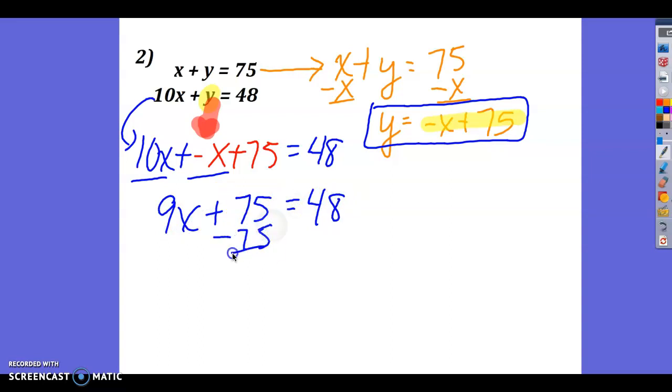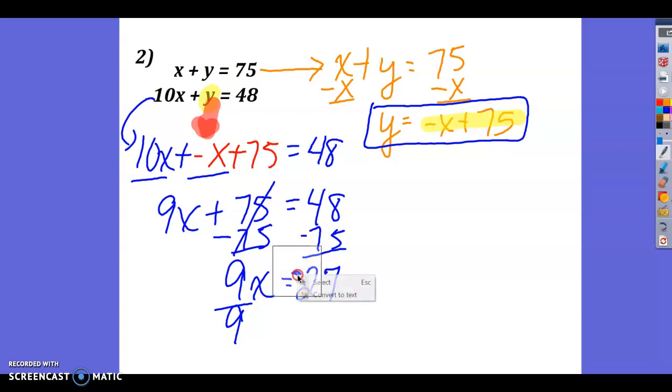Then I subtract 75 from both sides. These cancel. And I get 9x equals 27. My final step is to divide by 9. I'm sorry, this should be negative 27. And I'm going to divide by 9, and I get x equals negative 3.